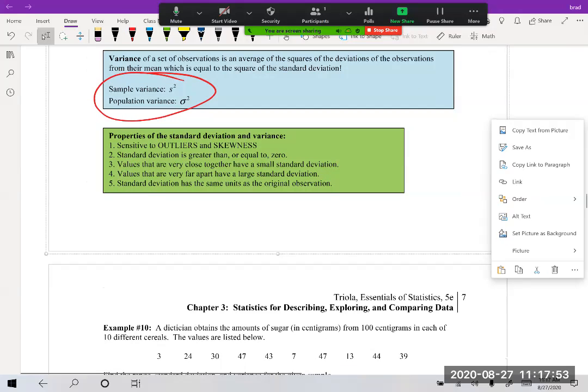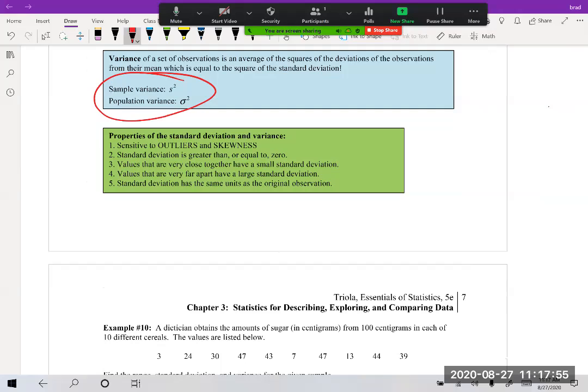Properties of standard deviation and variance: sensitive to outliers and skewness. Standard deviation is greater than or equal to 0. So standard deviation is always a positive number, but you can go left in the negative direction, but you just say that you're going to the left in standard deviation versus going to the right.